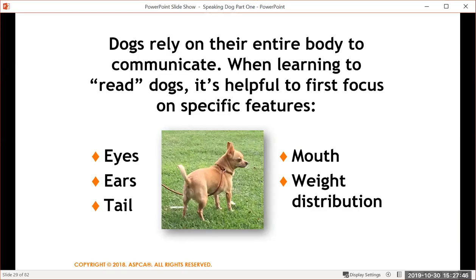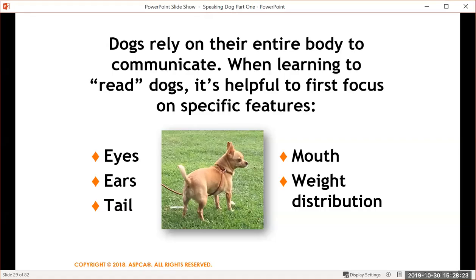So as we've already talked about in terms of these examples, dogs rely on their entire body when they communicate. So when learning to read dogs, I think it's really helpful to first break these apart into the component pieces and focus on very specific features. That would be the eyes and the ears and the tail and the mouth and the weight distribution. These are all pieces of the puzzle. Then you combine those pieces to put together the whole picture, or you can think of it as these are analogous to our words, and then they get combined into sentences.